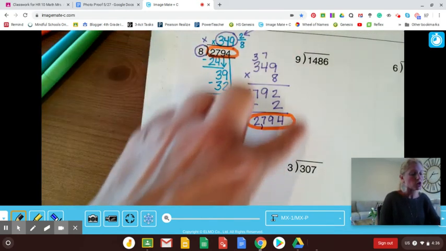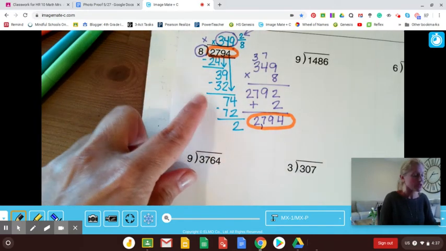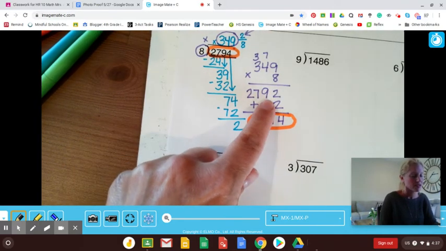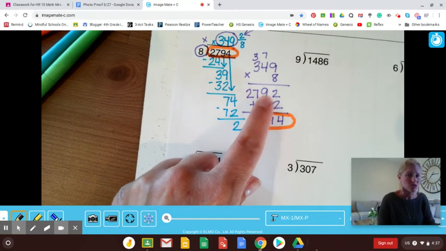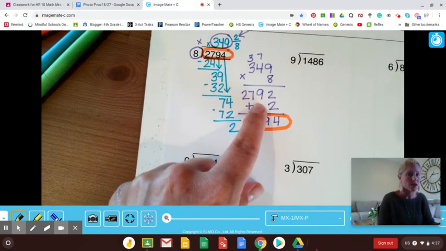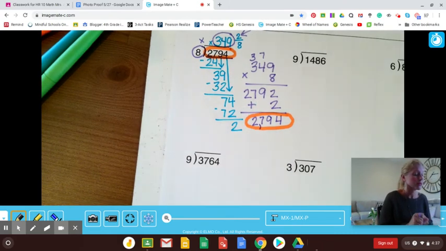I want to see your work. I would love to be able to see checks as well. If you give me a check in your work, if you do this for every problem, I will be blown away. So super impressed. That will really make me happy.